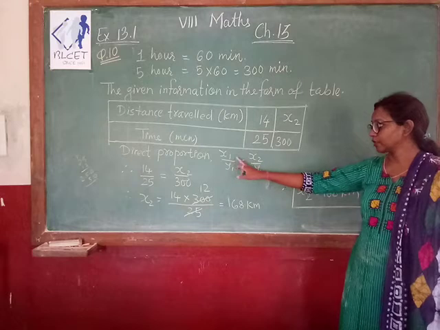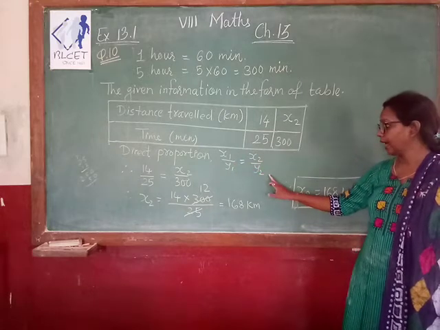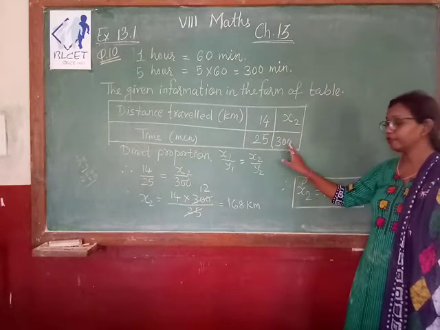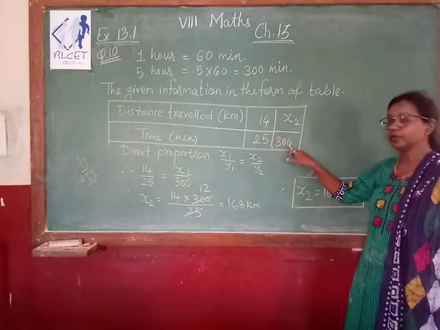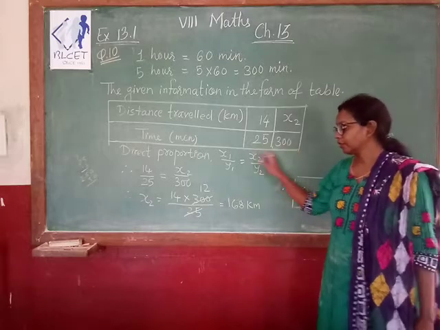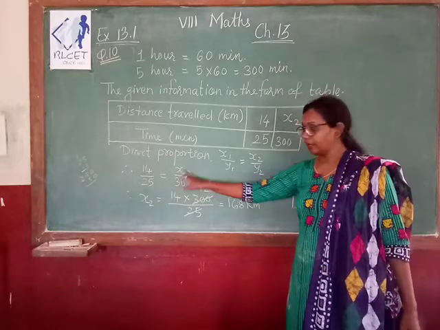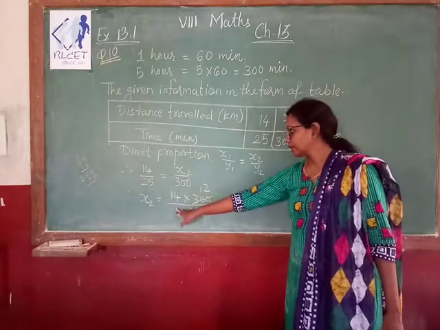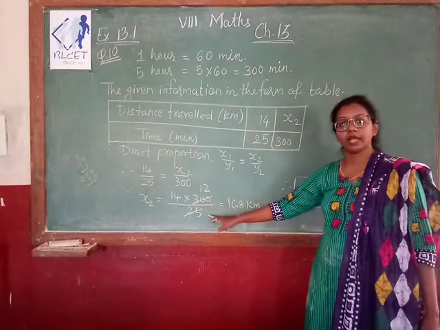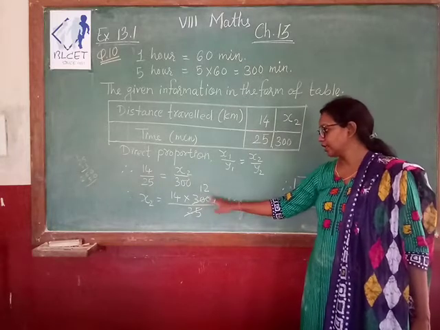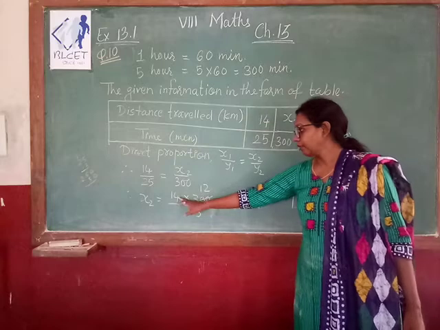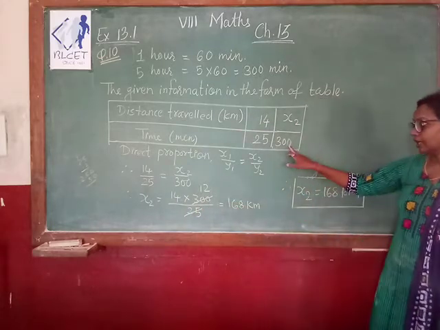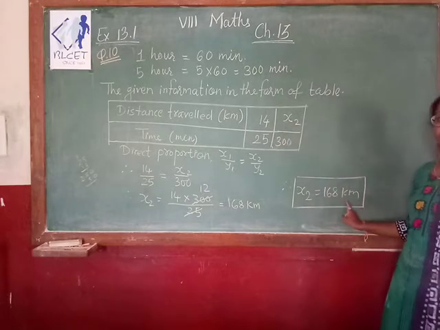This is in direct proportion, so x1 upon y1 is equal to x2 upon y2, where x1 is 14, y1 is 25, x2 we want to find, and y2 is 5 hours, which we have already converted into 300 minutes. Substituting the values, 14 divided by 25 is equal to x2 divided by 300. Therefore x2 is equal to 14 multiplied by 300 divided by 25. When you do the cancellation, 25 twelves are 300, and 14 into 12 gives you 168 kilometers. So in 5 hours the truck can travel 168 kilometers.